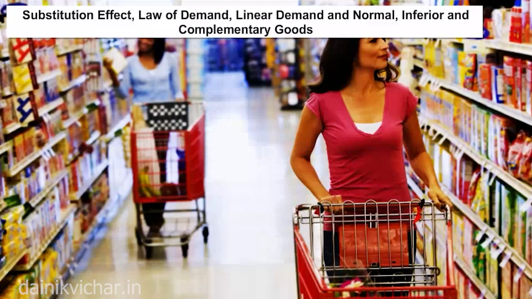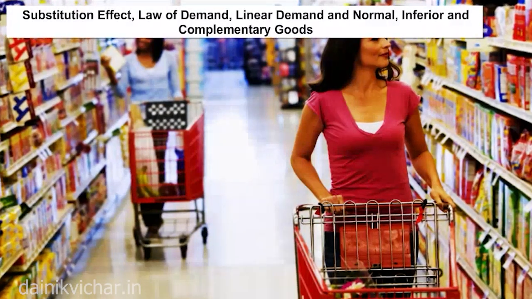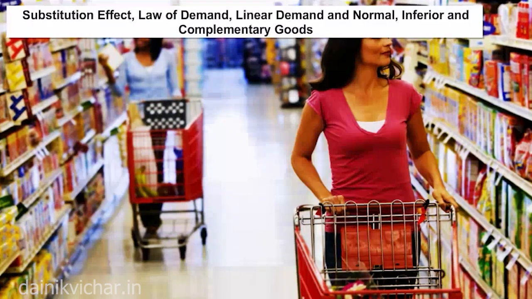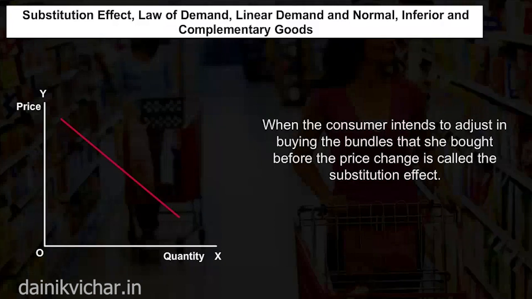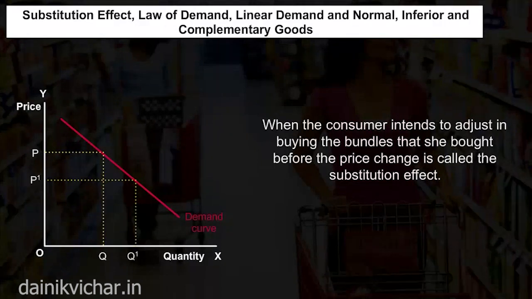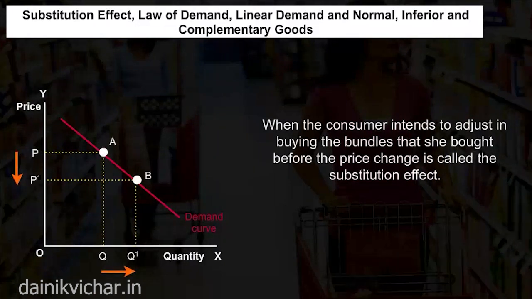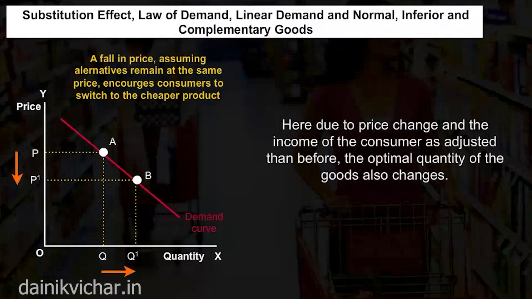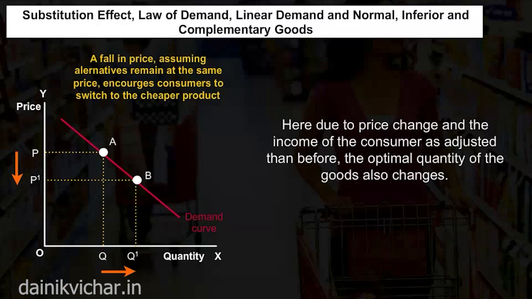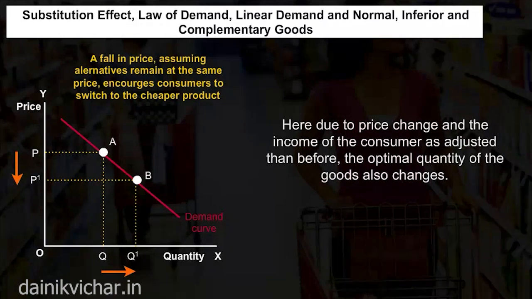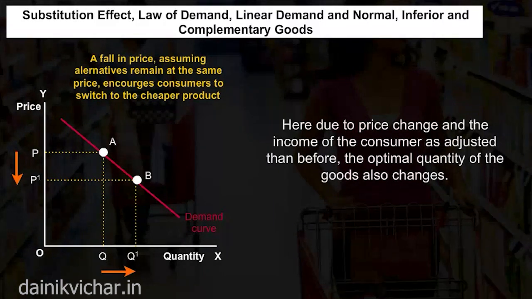Substitution effect, law of demand, linear demand and normal, inferior and complementary goods. When the consumer intends to adjust in buying the bundles that she bought before the price change, it is called the substitution effect. Here, due to the price change and the income of the consumer being adjusted compared to before, the optimal quantity of the goods also changes.